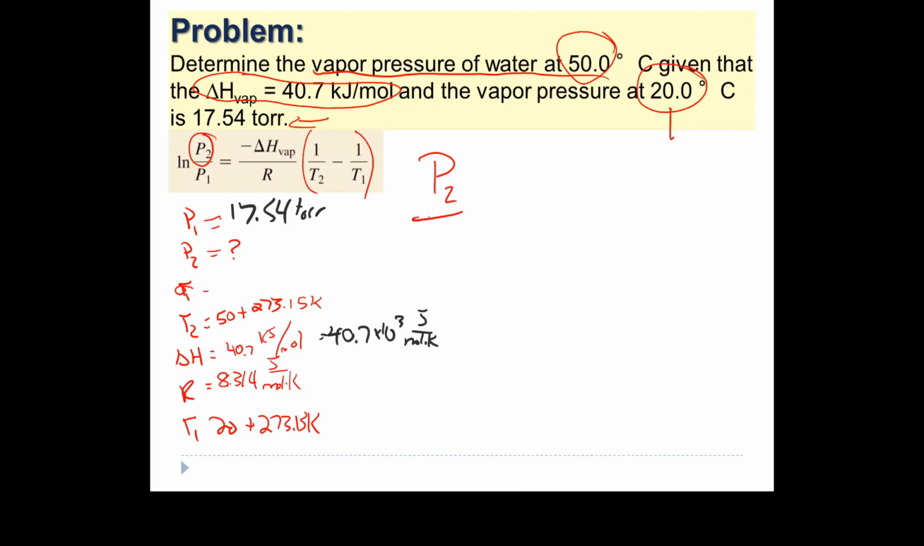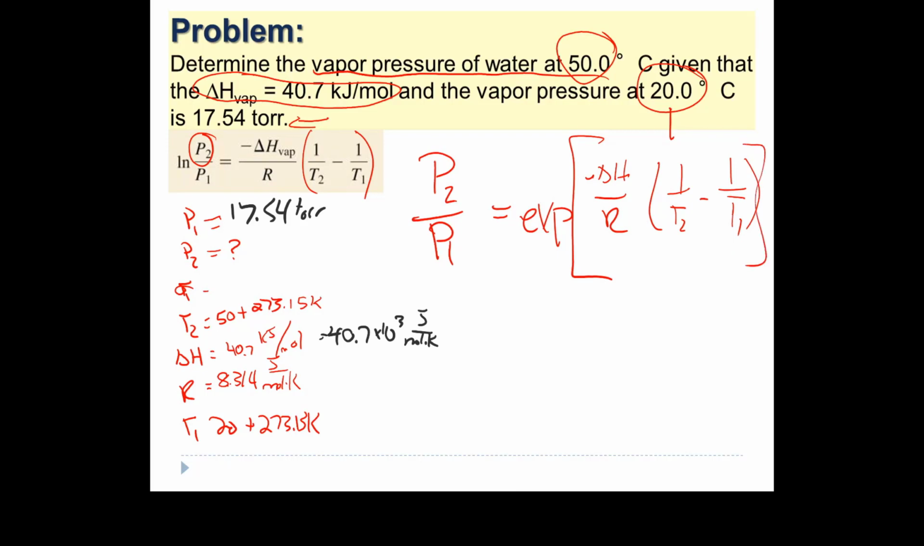I can write P2 over P1 is going to be equal to e to the stuff. So I'm going to write exp, that's going to be e to the, okay? And now all the right-hand side is in there: minus delta H over R, times 1 over T2 minus 1 over T1. So then to solve for P2, P2 is equal to P1 times exp of the stuff. Right? I want you guys to solve this for me, and that's going to take the rest of the day, okay?